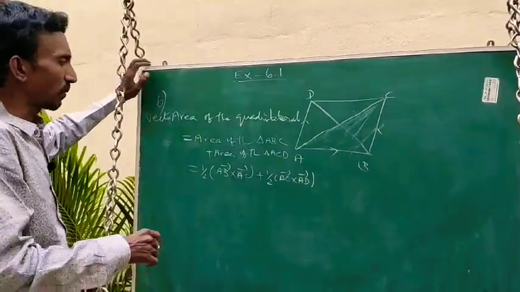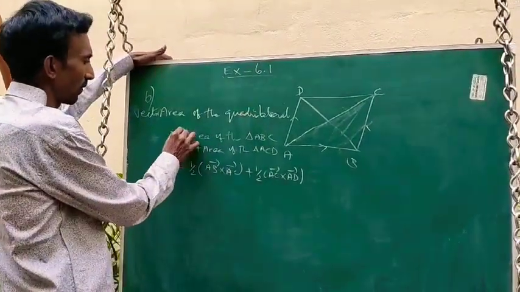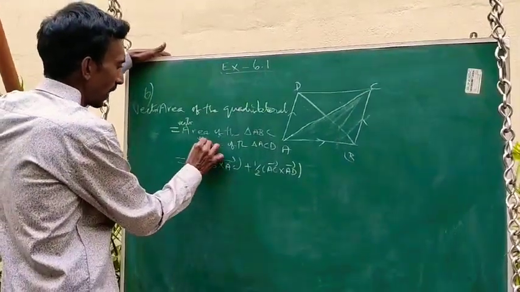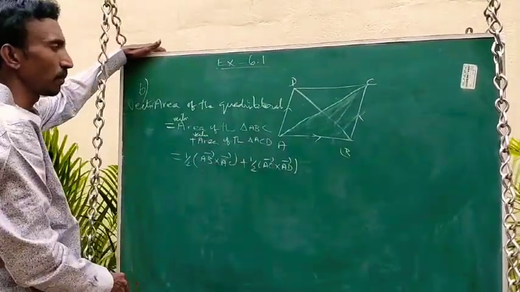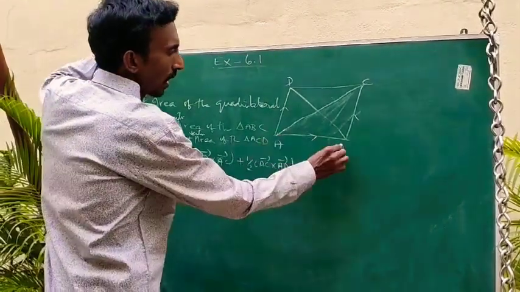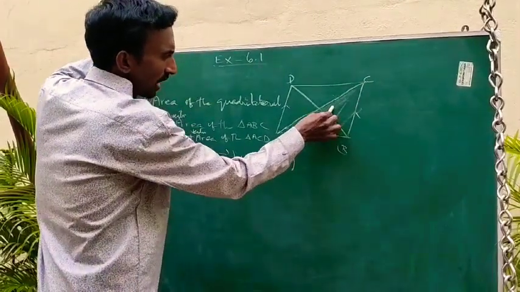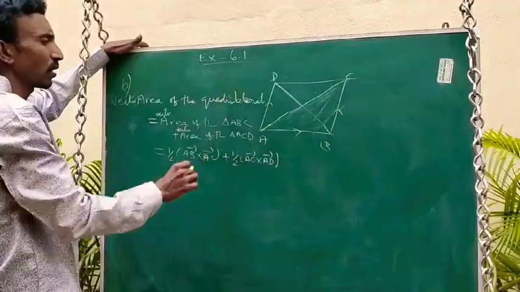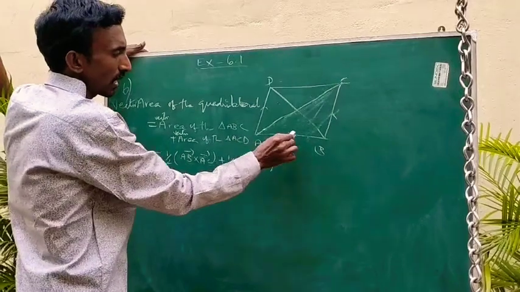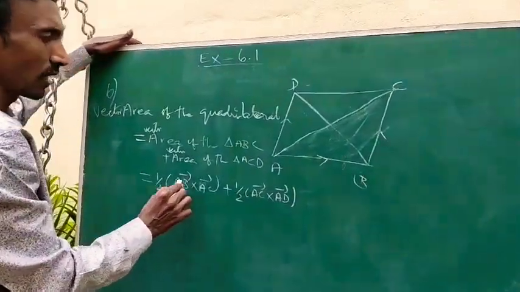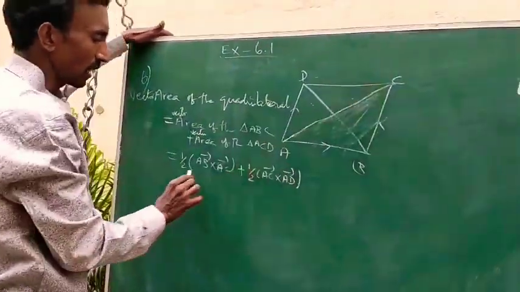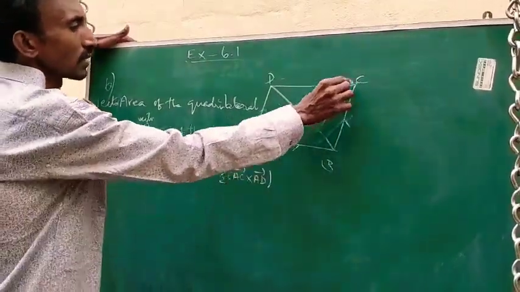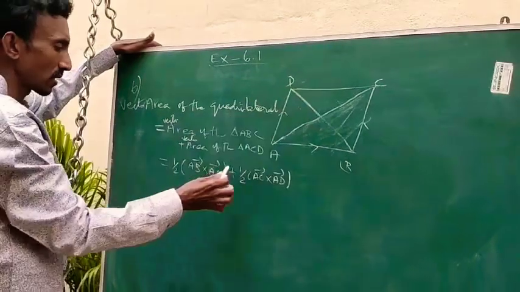So the vector area of the quadrilateral is nothing but the vector area of the triangle ABC and the vector area of the triangle ACD. So look at the triangle ABC. If we sum up both the things, we get the area of the quadrilateral. So area of the triangle ABC is nothing but half into AB cross AC, adjacent sides. Similarly, area of the triangle ACD is nothing but half into AC cross AD, two adjacent sides.